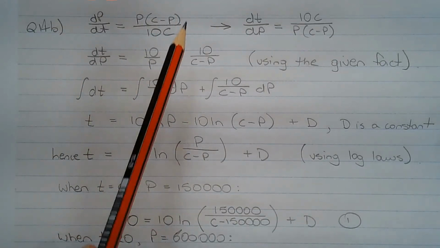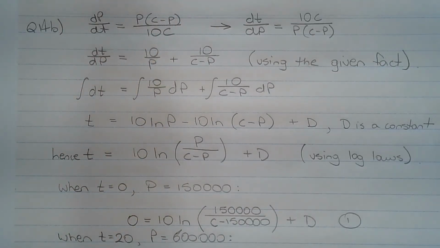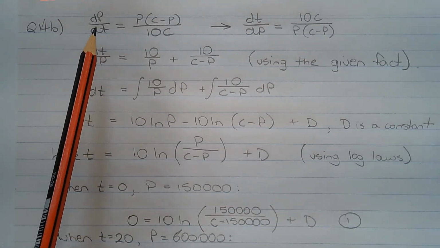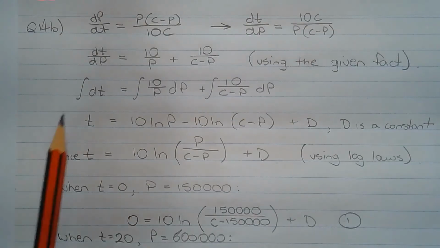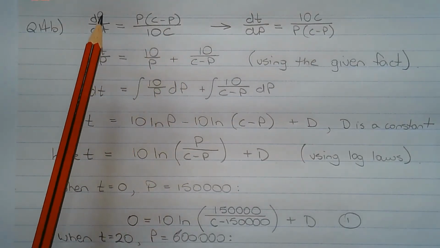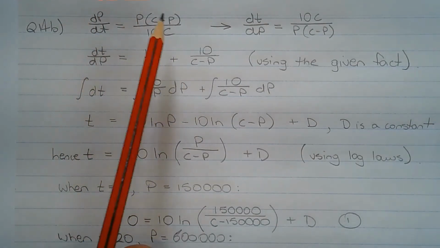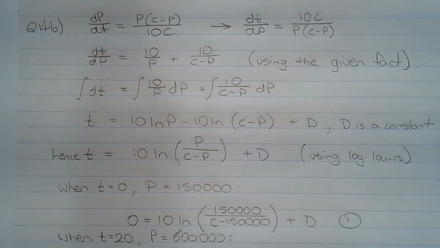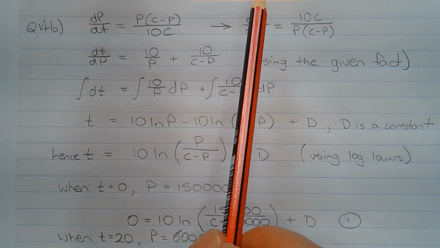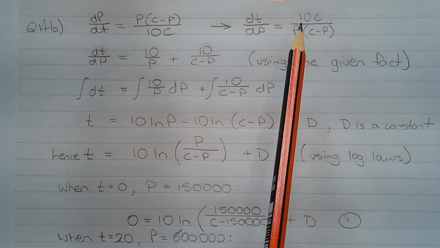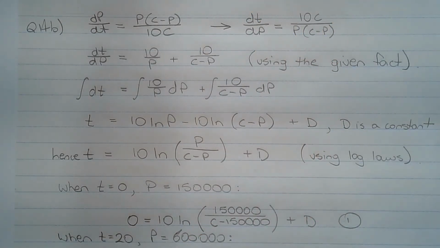My first step was to express the differential equation without using decimals. So dP/dt is equal to P(C minus P) over 10C. This is a separable differential equation. Notice that the numerators of the fractions on both sides contain the variable P. The next step is to take the reciprocal of both sides. So we have dt/dP is equal to 10C over P(C minus P).